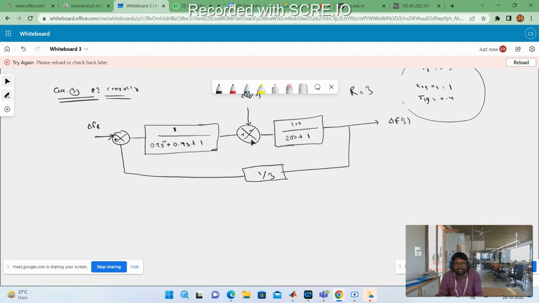Use the PI controller. So let's assume this is the PI controller. PI controller means it is some KI divided by S. KI divided by S. So it is KI multiplied with 1 by S. Then KI by S. Okay.